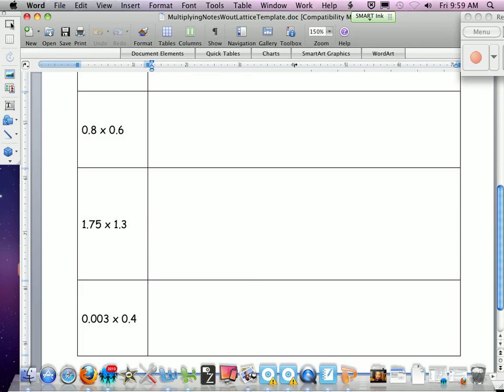1.75 times 1.3. 1.3 has more digits, so I'm going to put that on the bottom. I'm going to set this up for multi-digit multiplication. I'm not going to tack on any extra zeros to make them both have 2 decimal places. That's going to potentially give me a place to make mistakes with those extra zeros.